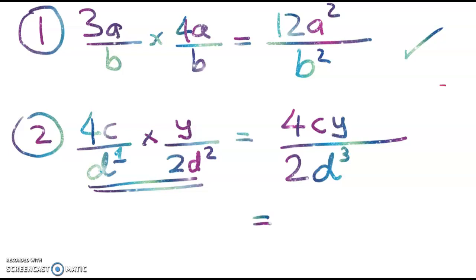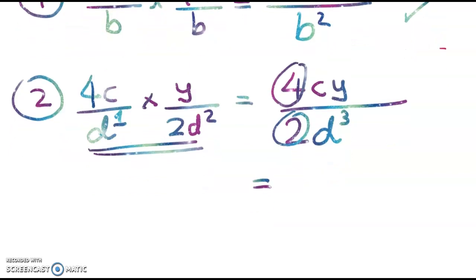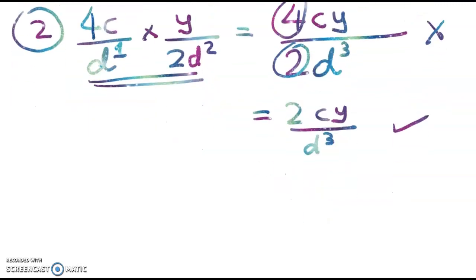Here we're not finished, because the 4 and the 2 can be simplified as we saw in video 1. So that gives me 2cy over d cubed, and that's my final answer.